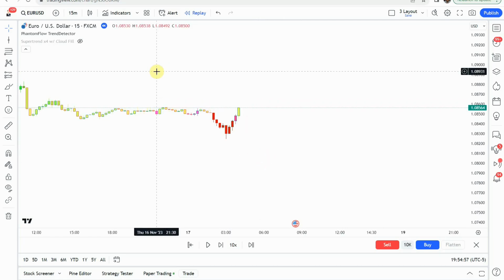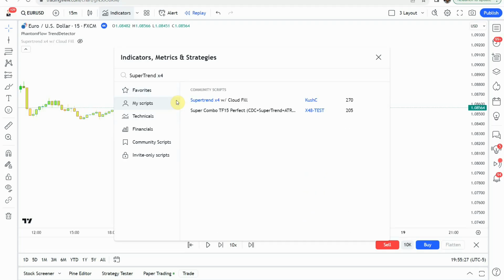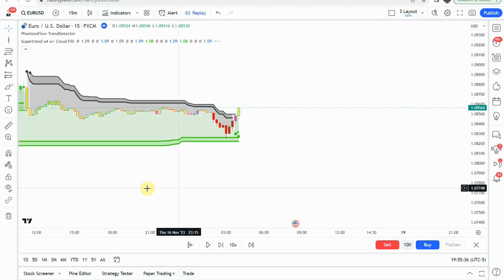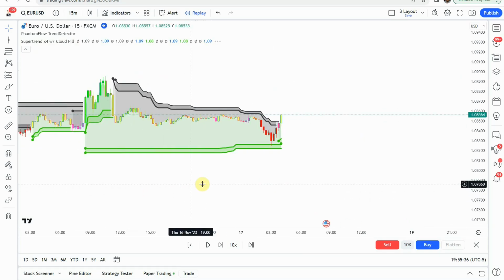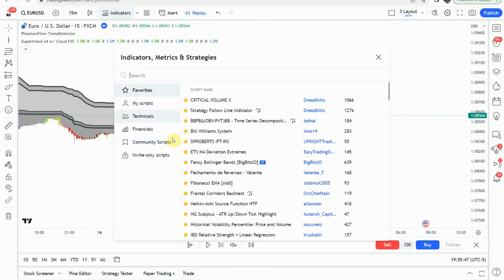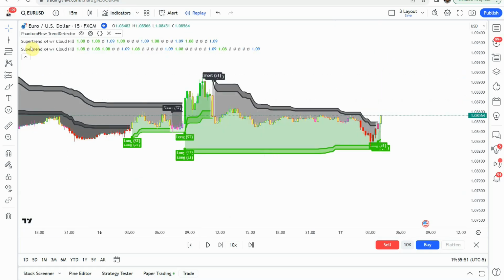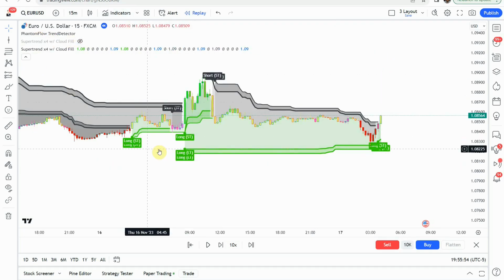The next indicator you are going to add to the screen is going to be the Super Trend. The Super Trend times 4 with cloud fill, this one right here by Kush. And so you'll add that to the screen. We'll turn that one on there. Now on default, it will have some buy and sell tags. And so what we'll do is just go ahead and add that to the screen once again so that way you can see. Now on default, it will look like this right here.